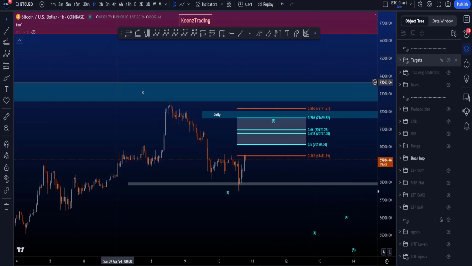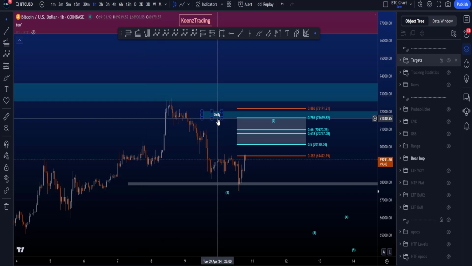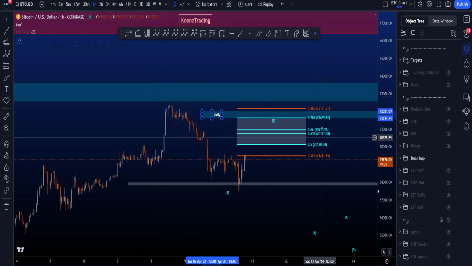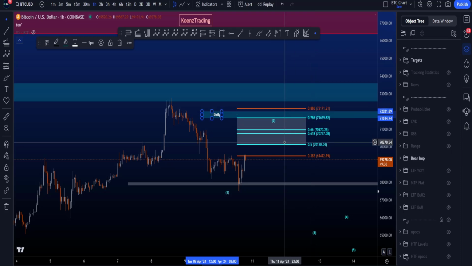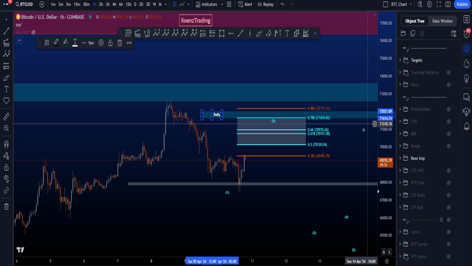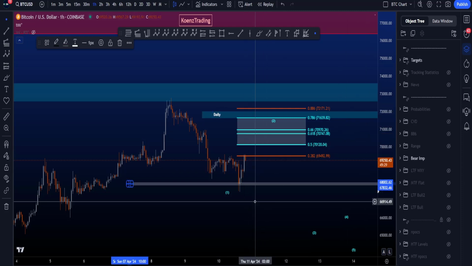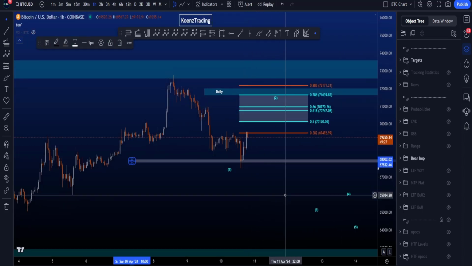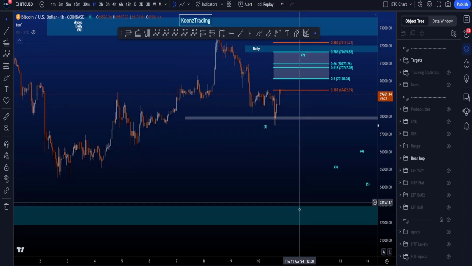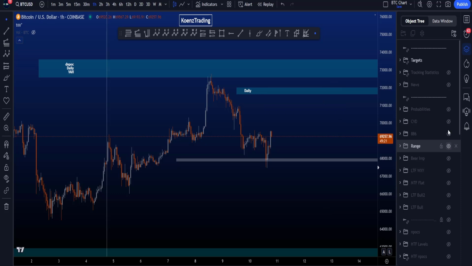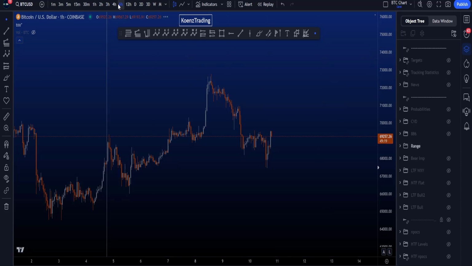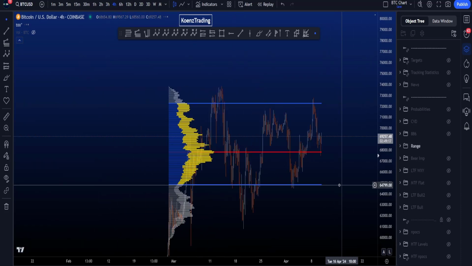Now if I look at the resistance area above price, then the resistance area I have here is actually between the 0.786 and the 0.886, so that is quite high, sitting between 71.6k and 72k. We currently found support on the support area here, 67.8k to 68k, and the next support area would be much lower.